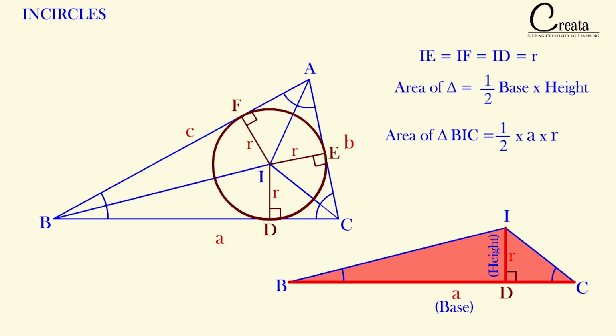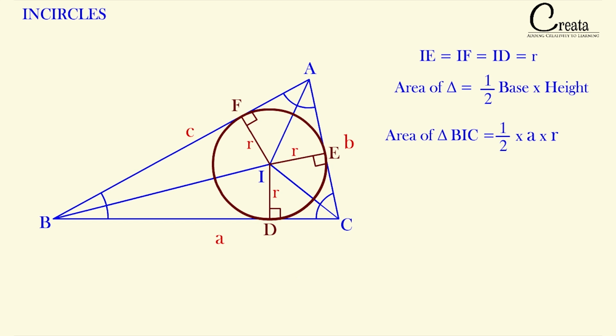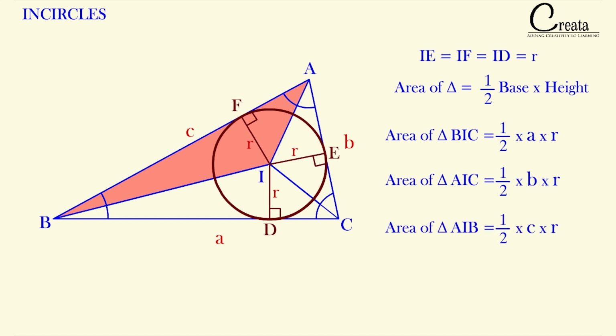Okay, got it? Similarly, the area of the triangle AIC will be equal to half into base into height. Here b is the base and r is the height. So we got the area of triangle AIC is equal to half into b into r. Similarly, can we say the area of the triangle AIB is equal to half into c into r?